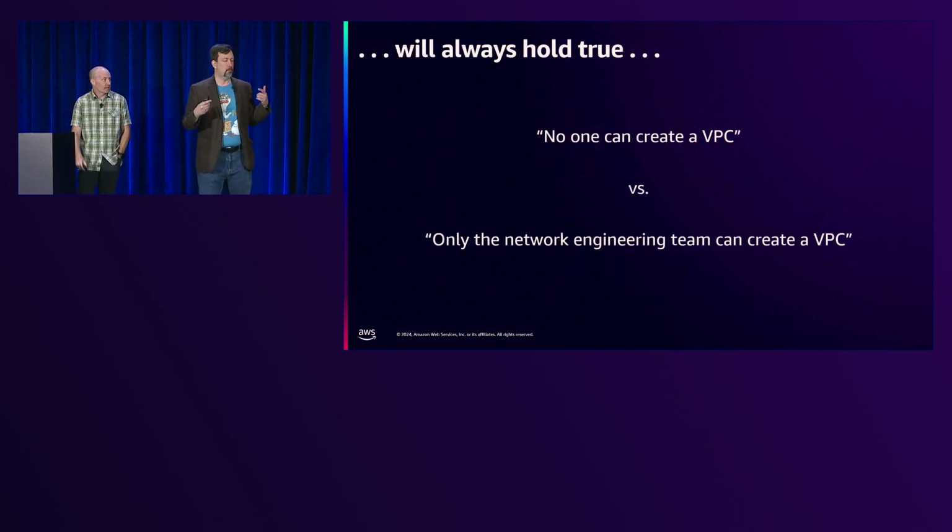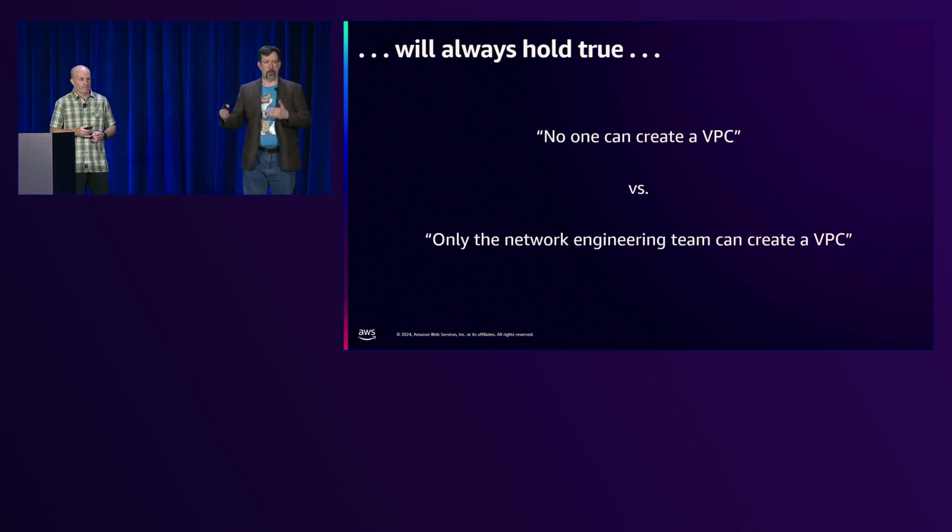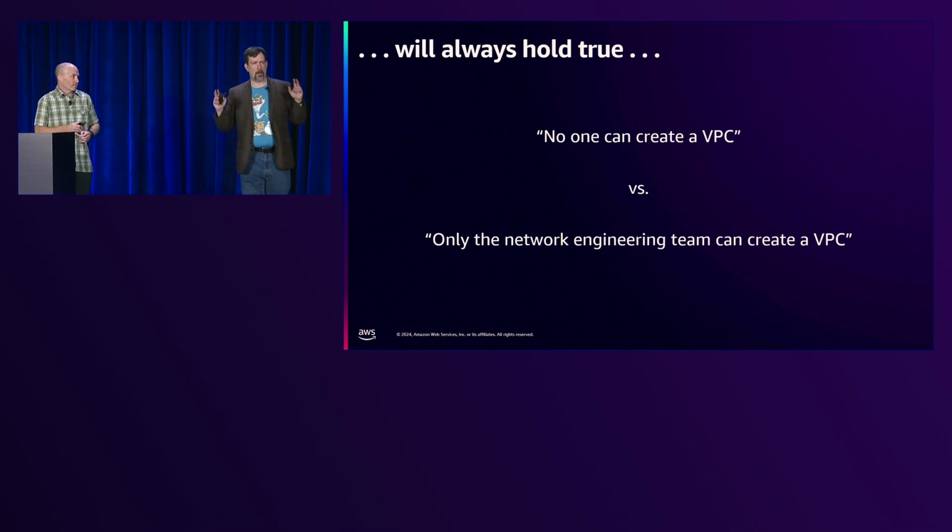And so, a security invariant is always true. So you can't write an invariant that says no one can create a VPC. I mean, you could, but then you'd have no network, right? So what you want to be able to say is, only my network engineering team can create a VPC. And this is where you bring in that concept of built-in exception. We'll show you how this gets implemented. But step one of coming up with the invariants is writing them out in English.